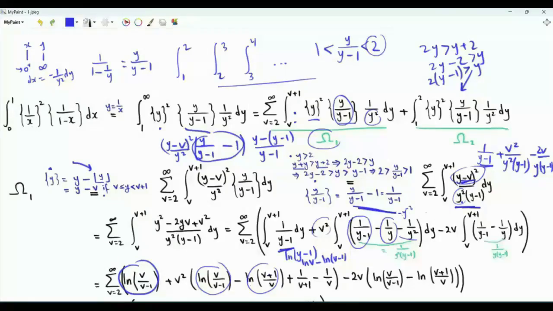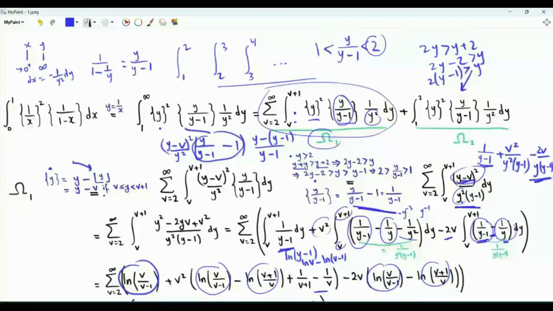This is minus y to the minus 2. When we integrate, we get y to the minus 1. Using the limits of integration, we get 1 over v plus 1 minus 1 over v. Here we have minus 2v. 1 over y times y minus 1 can be written as 1 over y minus 1 minus 1 over y. Integrating, we get ln v over v minus 1 and ln v plus 1 over v.